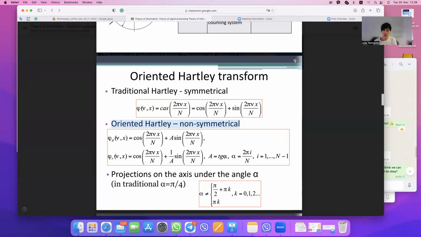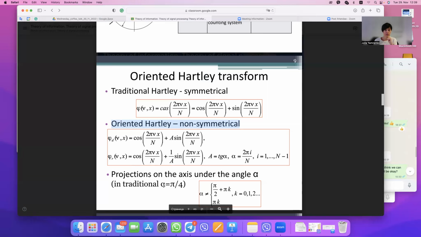And this A can be calculated as the tangent of some angle alpha, where alpha, as you can see, depends on the value n, the number of discrete values of the original function. So there is a new angle and a new multiplier, tangent alpha, that is put here, and also in the equation for the reverse basic function. The reverse basic function will be cosine plus 1 over A sine. There is only one small difference, but still there is a difference between the basic functions of the direct and inverse transform.